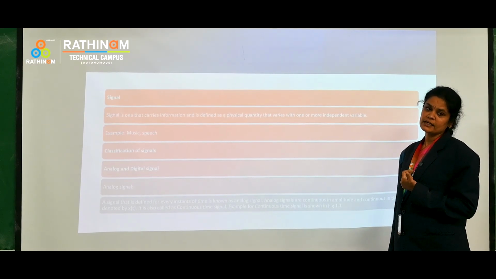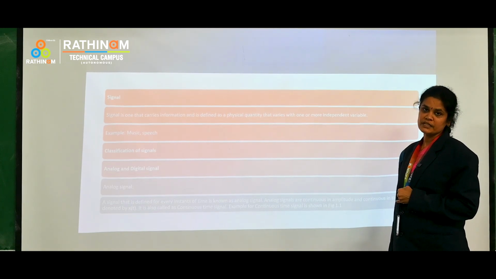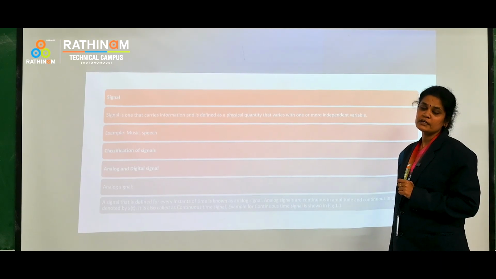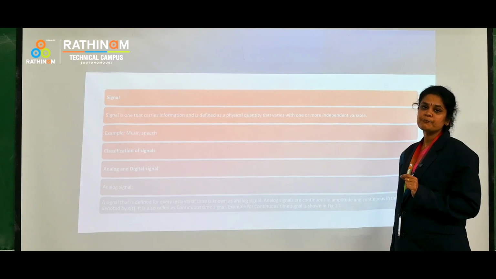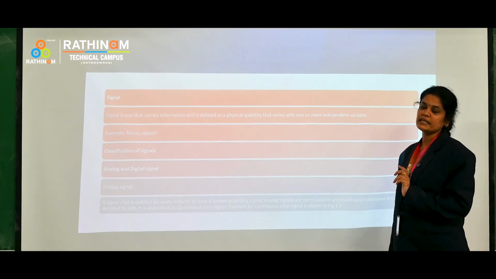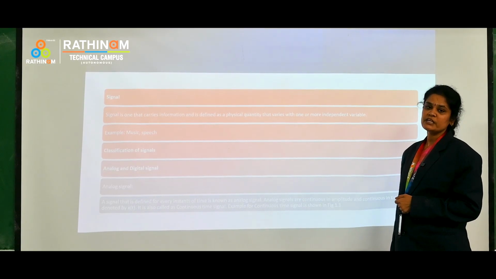So what will be the classification of signals? It is divided into continuous time signal and discrete time signal. A continuous time signal is the signal which has continuous values for every specific interval of time. A discrete time signal means the values of the signal will be only at discrete points. It does not occur during all the intervals or every time of the signal. So these are the classification of signals.